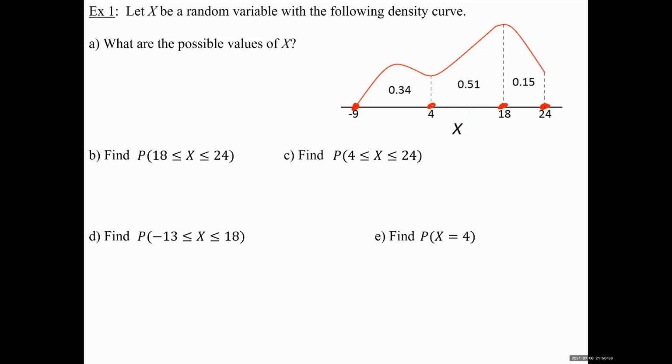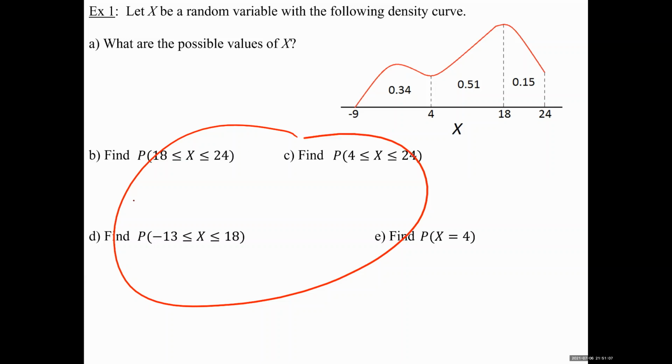You see there's a bunch of dots with gaps. This is not a discrete random variable. It's not just those 4 numbers that are labeled. But the reason I labeled those 4 numbers is I'm going to ask you questions later on involving those numbers.